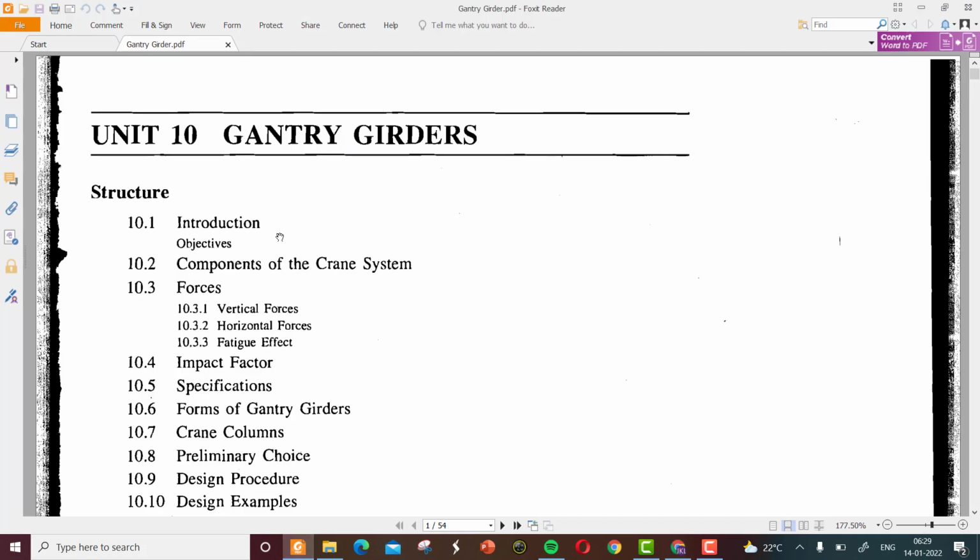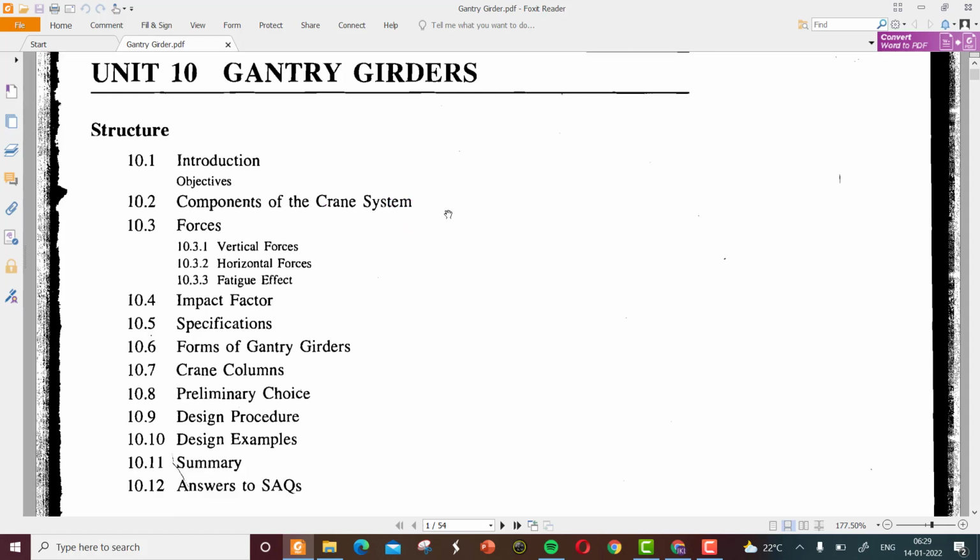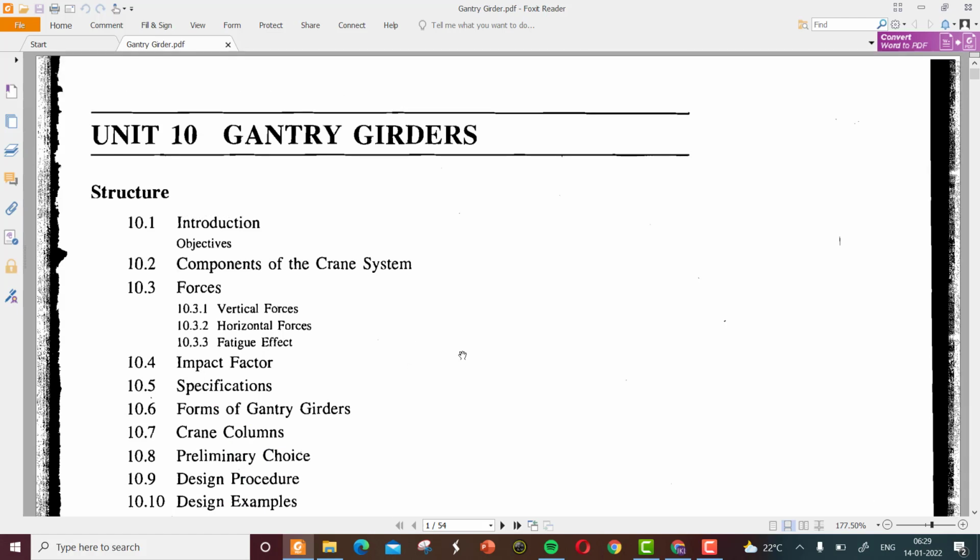in this PPT or PDF, we have the introduction part and then the different components of a crane system, which you will be familiar with now, and the different forces like vertical forces, dead load, live load, horizontal forces, and fatigue effect, which will come on the gantry girder, which is a very important theory part. Then the impact factors and some different forms of gantry girders, crane columns, then how to design a gantry girder, meaning the beam element which is supported on the column.